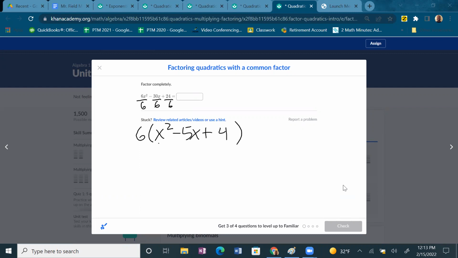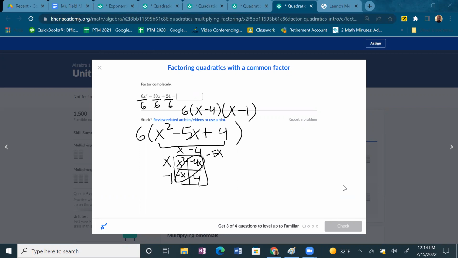And then, like we looked at this week, we've got to factor further. So draw the boxes, put that x squared there, 4 there, x and x, and -4 and -1 would multiply to +4, but we would end up with -5x. So that is how it factors. So the answer is going to be 6 times x minus 4 times x minus 1.